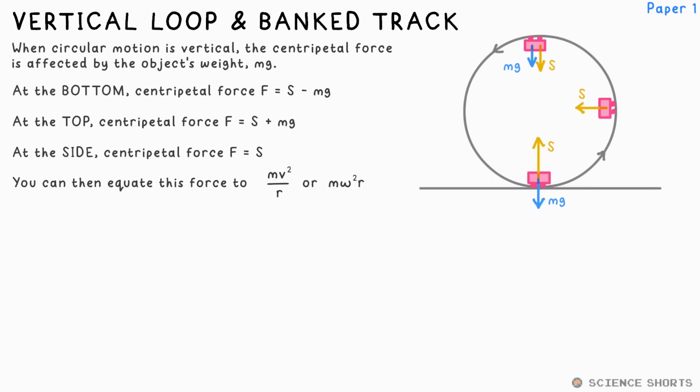When it's at either side, weight isn't contributing to the centripetal force at all. Therefore, S is just equal to mv squared over r.